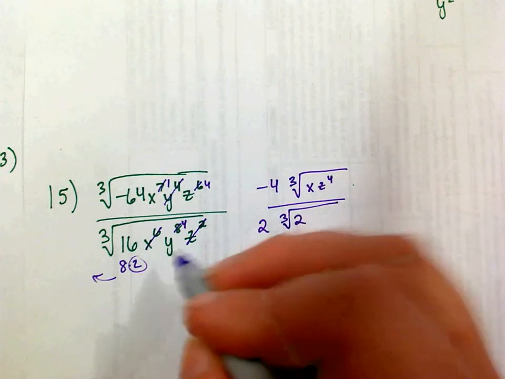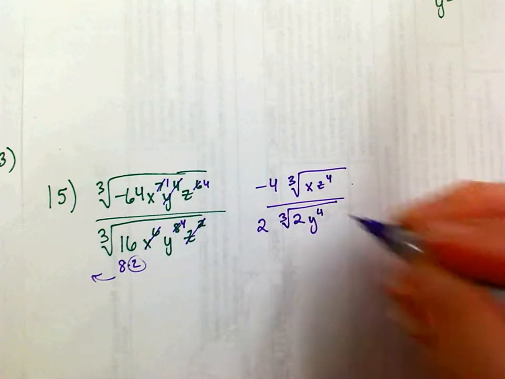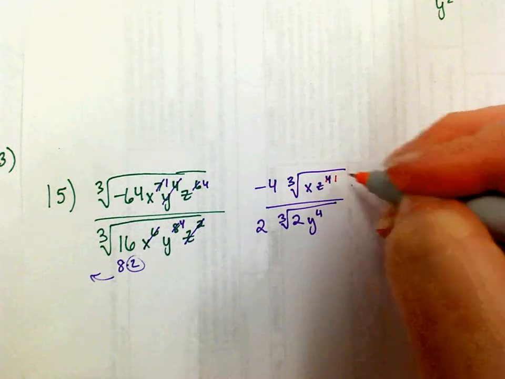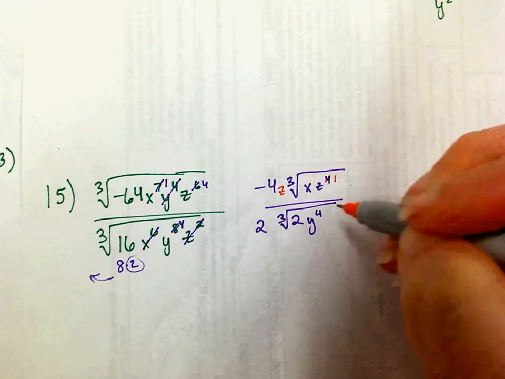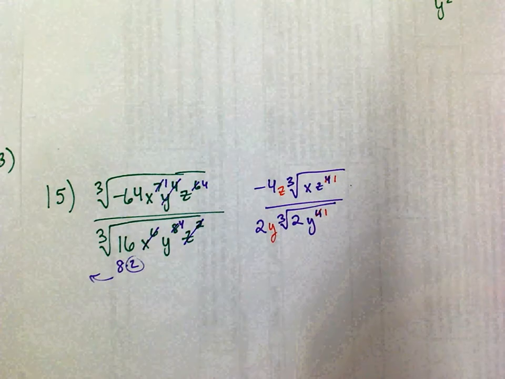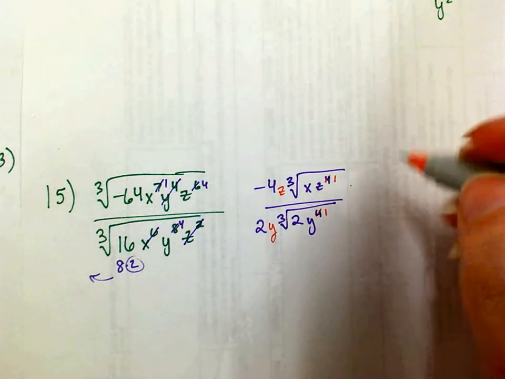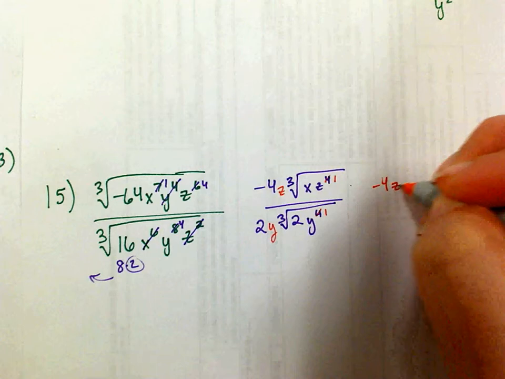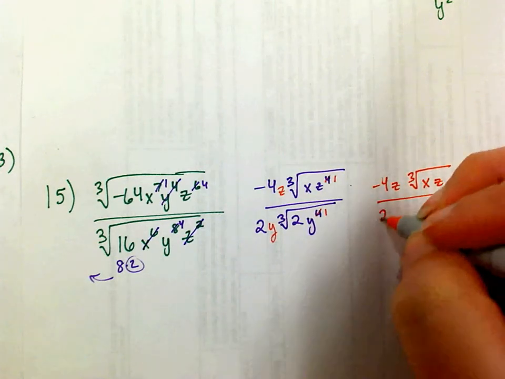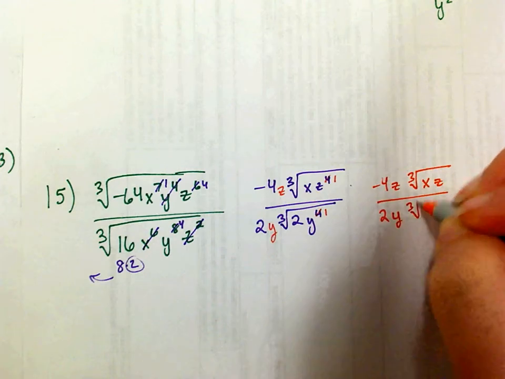And I'm left with 4 y's. Well, just like before, I would want to simplify the z and the y with their powers. So this right here, 3 goes into 4 once with 1 remaining. 3 goes into 4 once with 1 remaining. Okay, so you'd end up with negative 4z times the cubed root of xz over 2y times the cubed root of 2y.